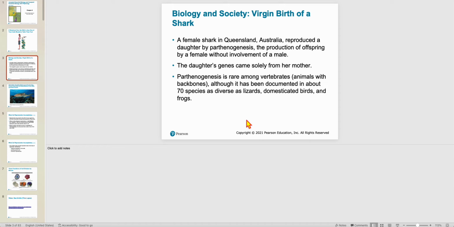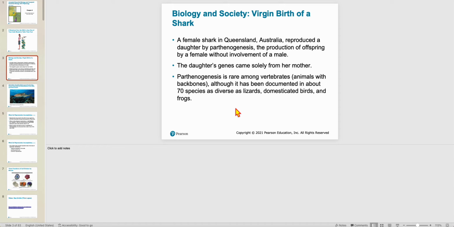So here we have a term that we're going to look at, and this is a rare situation. It's called parthenogenesis, and this whole slide's about that. Parthenogenesis is the production of an offspring by a female without the involvement of a male counterpart. Here the daughter genes come solely from the mother. And only certain select animals have this ability.